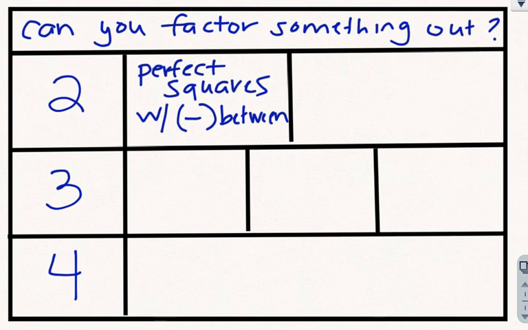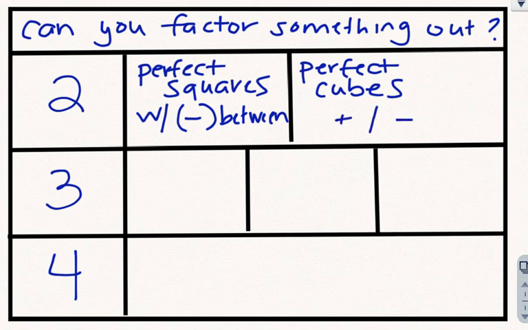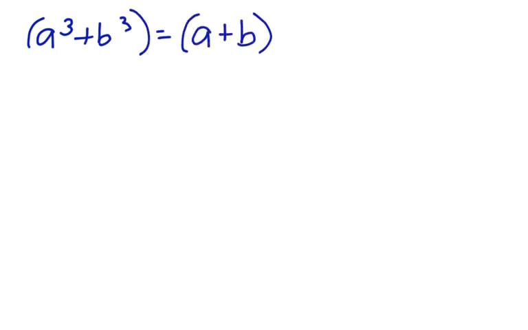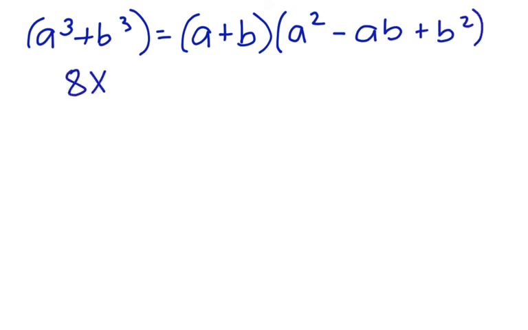If they're not perfect squares, see if they're perfect cubes. And in this case, it wouldn't matter if they're the sum or the difference. If it's the sum of perfect cubes, then you follow this pattern. Cube root each and add them together. Square the first, subtract their product, and add the last one squared. So it would be something like this.